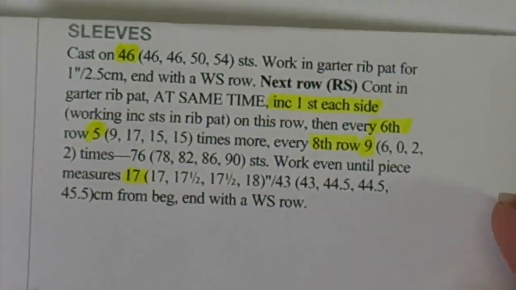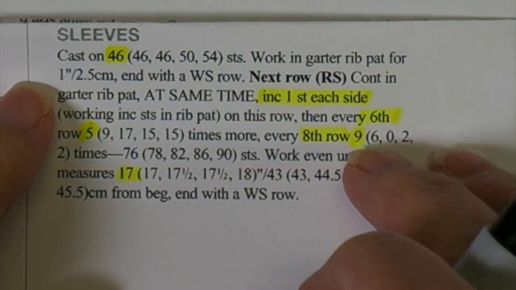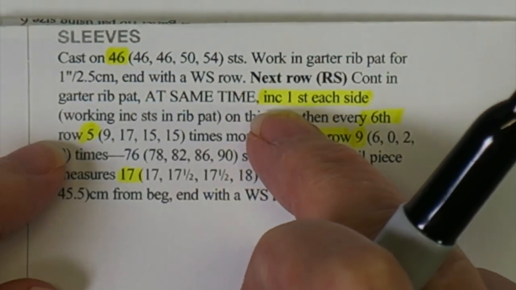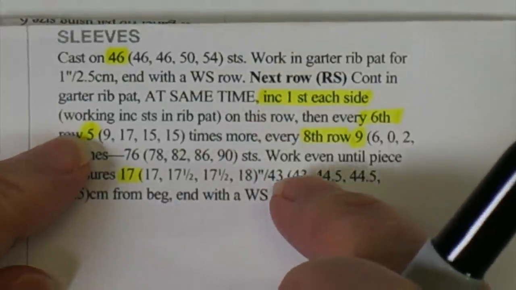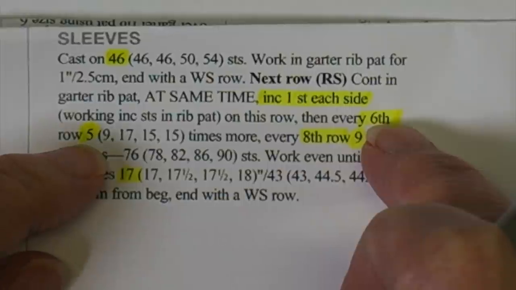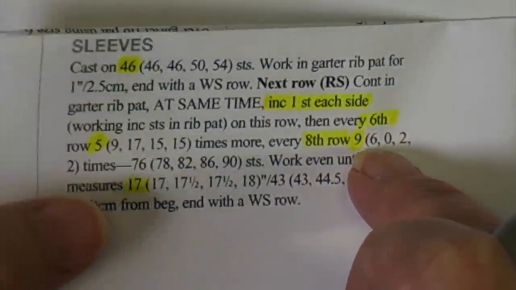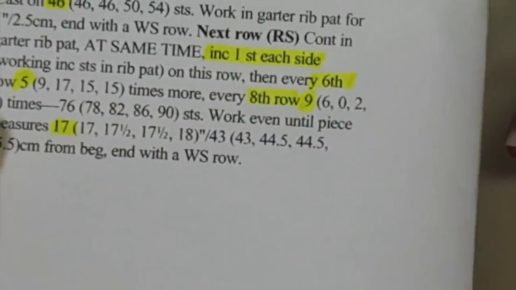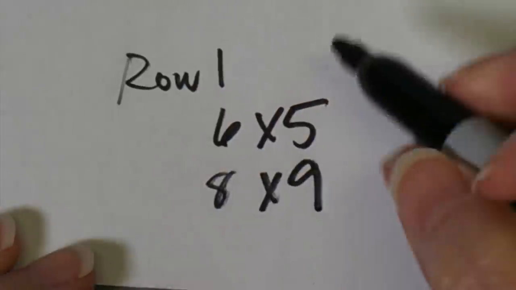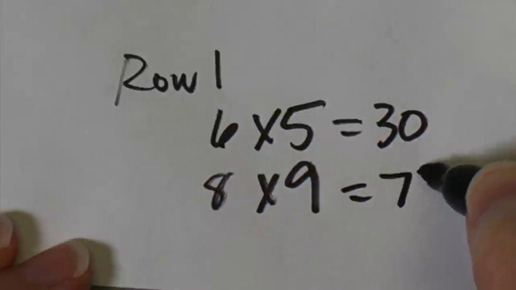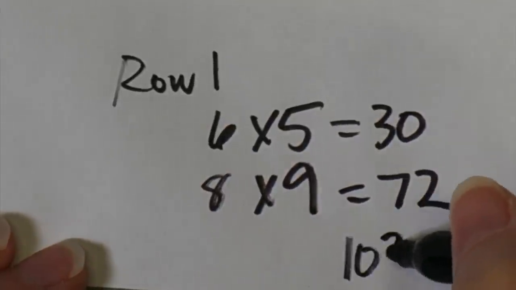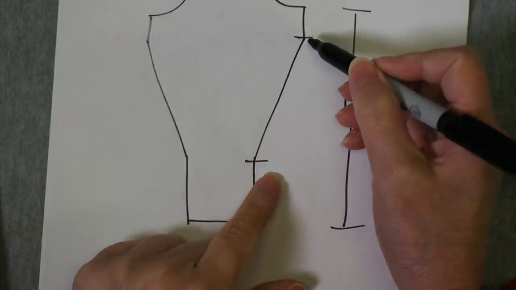The highlighted area is the size that I'm working on. So this is telling me that I need to cast on 46 stitches, and that after I've worked a certain straight amount, I'm supposed to increase 1 stitch on each side, and then every 6th row 5 times and every 8th row 9 times. So I have the row 1, and then I have every 6th row 5 times and every 8th row 9 times. So this is 30 rows and this is 72 rows. So that's 102 rows plus this very first row. So that's 103 rows. So now I know how many rows long this shaped area is.